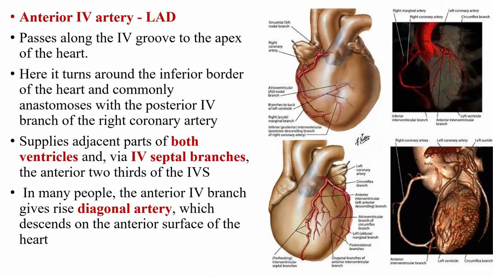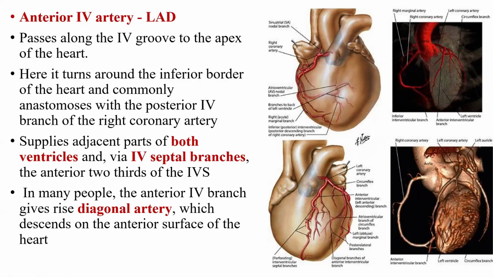Then if we discuss the anterior interventricular artery, it passes along the interventricular groove to the apex of the heart. And here it is accompanied by the great cardiac vein. Now at the apex, it turns around the inferior border of the heart and commonly anastomoses with the posterior interventricular branch of the right coronary artery. But we know that these arteries are functionally end arteries.